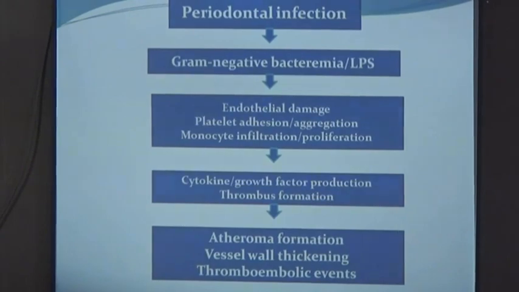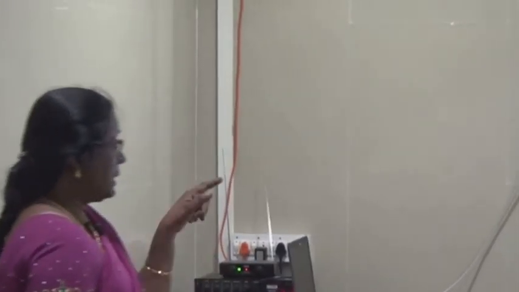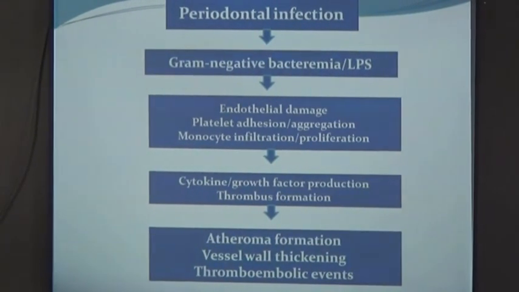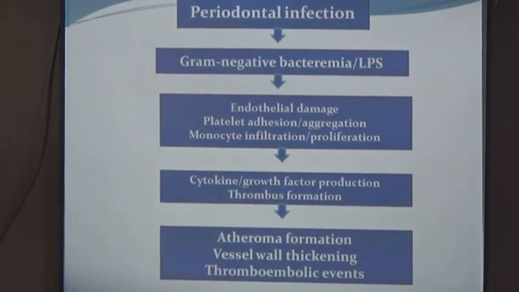So endothelial damage: the endothelium of the blood vessels should be in a correct, even line. In case there is a gap, there is a leakage, isn't it? And platelet adhesion and aggregation takes place, and monocytic infiltration. What happens when platelet adhesion takes place? Thrombus-like formation takes place, with cytokine and growth factor production and thrombus formation. It results in atheroma formation, vessel wall thickening, and thromboembolic events.